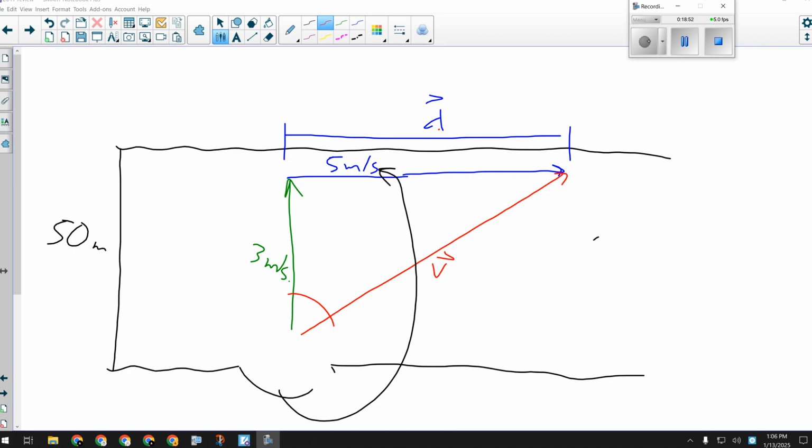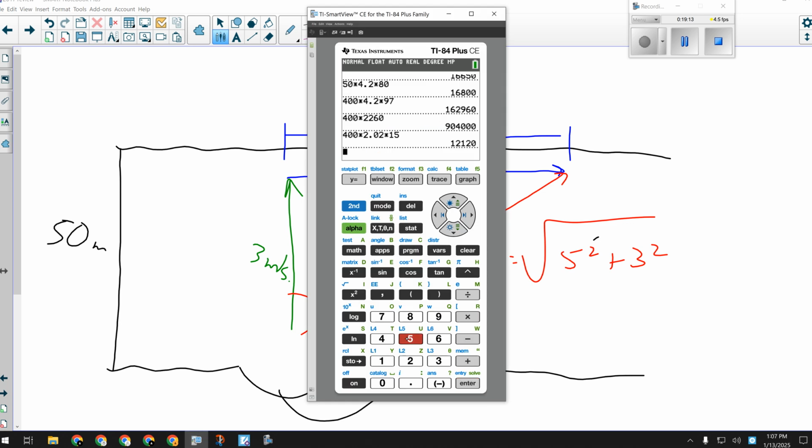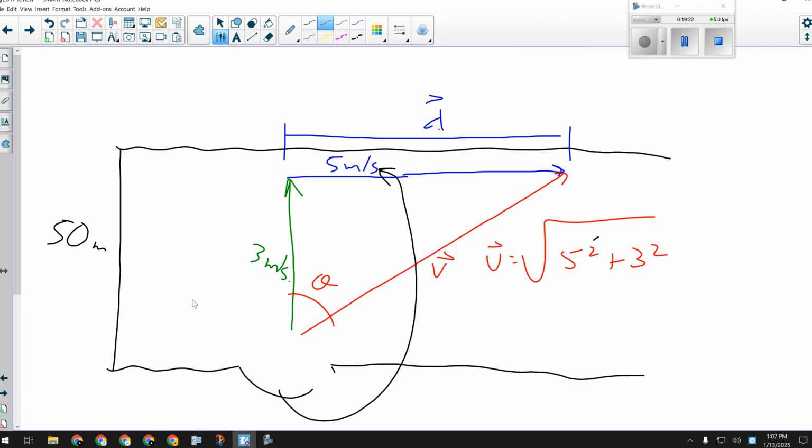Okay, so calculating the resultant velocity is just vector addition. We put them tail to head. We just have to do Pythagorean theorem and a trig calculation. We're looking for this angle and for that number. So the magnitude of the velocity is just going to be the square root of 5 squared plus 3 squared. It's giving me 5.83 meters per second.